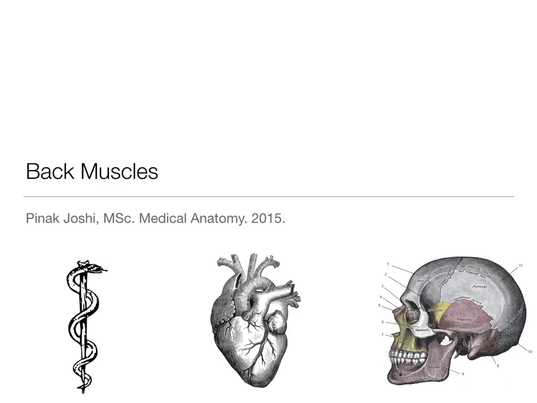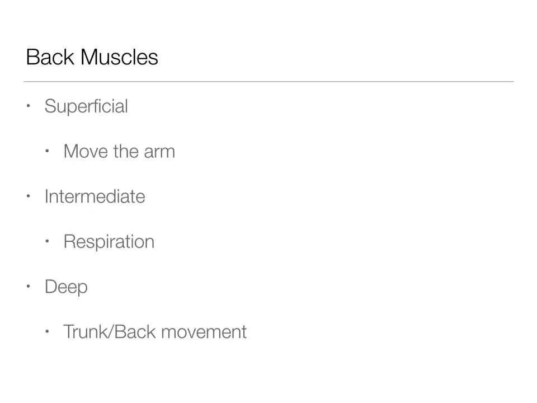Welcome to Lecture 2 of Section 2 in Medical Anatomy. In this lecture, we'll explore the muscles of the back, and for this class, we'll focus on musculoskeletal anatomy. There are three layers of back muscles. They're categorized as superficial, intermediate, and deep muscles.